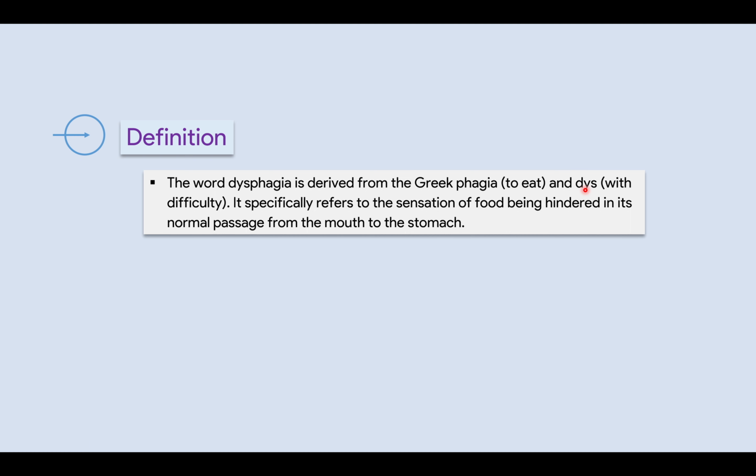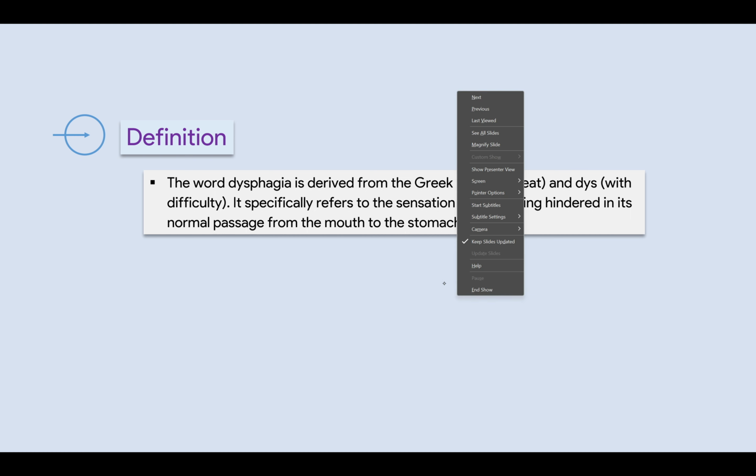So the word dysphagia is derived from the Greek word phagia, which means to eat, and dys means with difficulty. So it specifically refers to the sensation of food being hindered in its normal passage from the mouth to the stomach. So this is the definition of dysphagia. There are few other terminologies which you should be aware of. The one thing is aphagia.